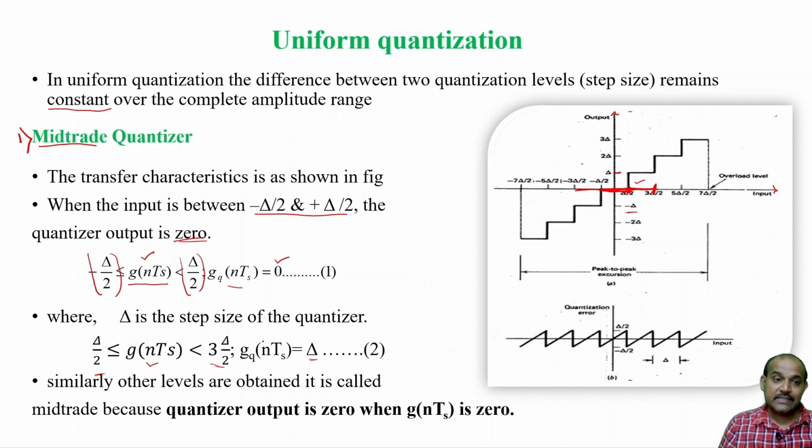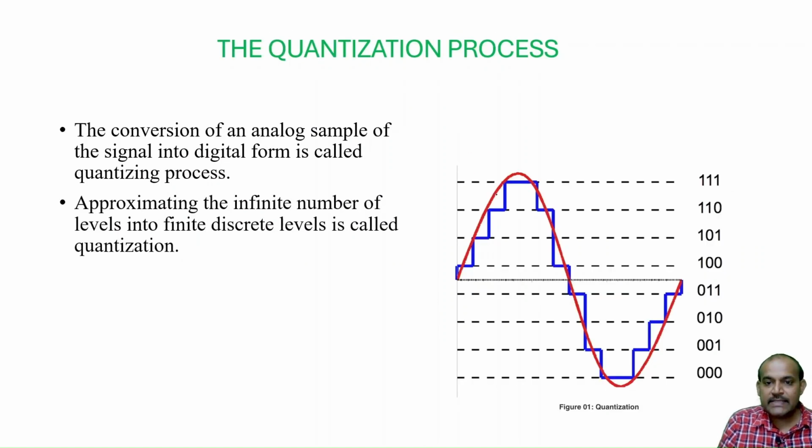This is called the Midtread Quantizer because the output is 0 when the input is 0, exactly at the origin. When the output is 0, the input is also 0, and hence it is called the Midtread Quantizer. This is about the transfer characteristic of input versus output of the quantizer. Now let us look at the error. What is quantization error?